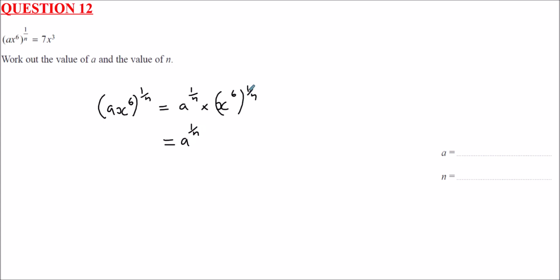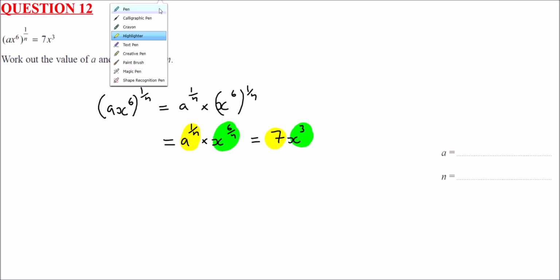Now if we've got a power next to a power, to work out a power of a power, we multiply the powers together. So 6 times 1 over n gives us as an overall power 6 over n, like so. And we're told that that's equal to 7x cubed. So now we can just compare the powers. So 7 must be the same as a to the 1 over n, and also x to the 6 over n must be the same as x cubed.